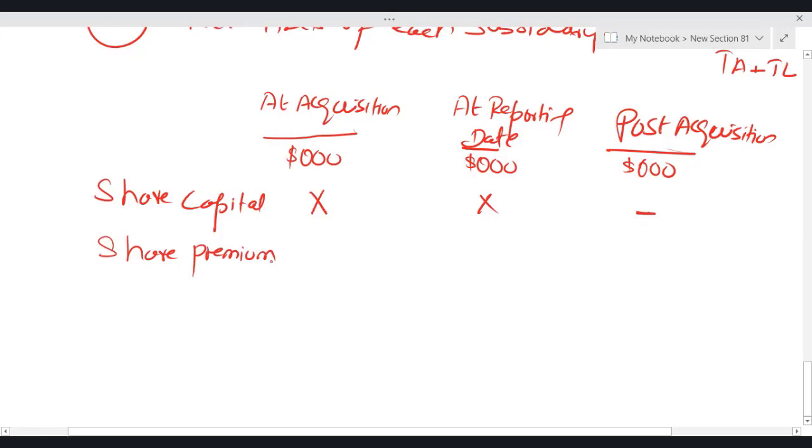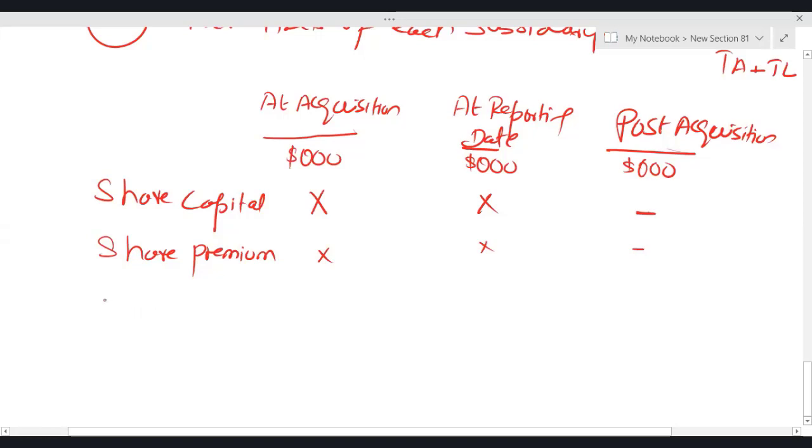Because after parent gets control in subsidiary, subsidiary is not going to issue shares. If subsidiary issues shares, then obviously parent will have to subscribe those shares. Try to understand, if parent does not subscribe, then automatically parent's holding will be diluted. That is the area which is not examinable, so you should not be worried about that. You will have the share capital of subsidiary same at acquisition and at reporting date. Share premium will be same if it is there. Most of the time the examiner does not give you share premium, but if it does, there's no harm to write share premium.